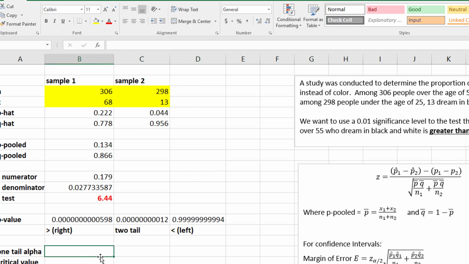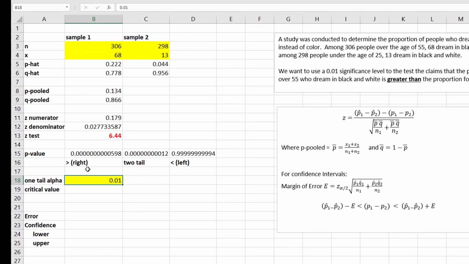All right, so now I'm going to set up my critical value, 0.01. This would be a cell that you would change. That's just for this problem. That's why I put the highlighting, to know that this would be a cell that I would actually click in to change.